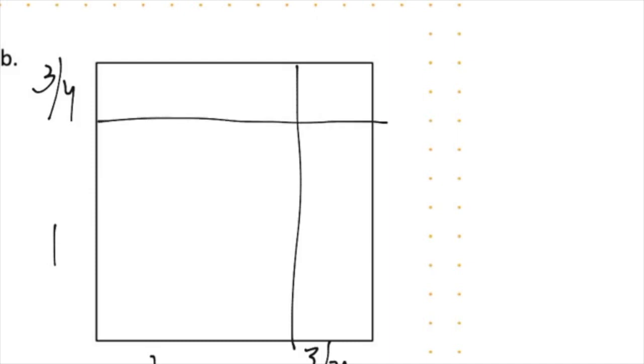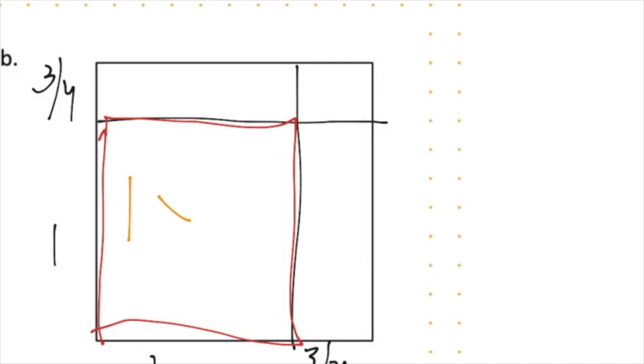Let us write the formula inside each box. So this box that I'm marking in red would be 1 times 1. This box on top that I'm outlining in green would be 1 times 3/4.